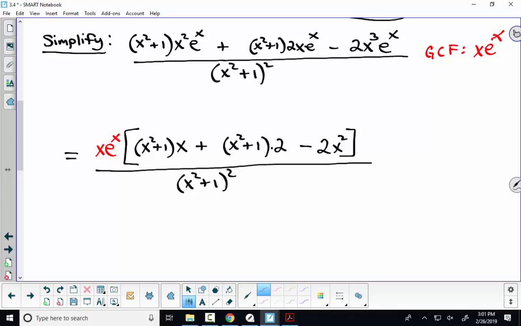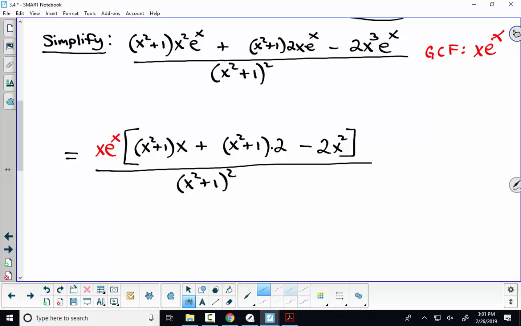Now we notice what we have in our bracket is just a polynomial. We expand all of that, combine any like terms, and maybe try to factor. But that's the main idea when you see these kind of ugly looking functions that you have to simplify. You want to think about the greatest common factor. Because if I want to know perhaps when the derivative is 0, well, this whole thing is 0 when the top is 0. So when x times e to the x is 0, or when what we have in brackets is 0.